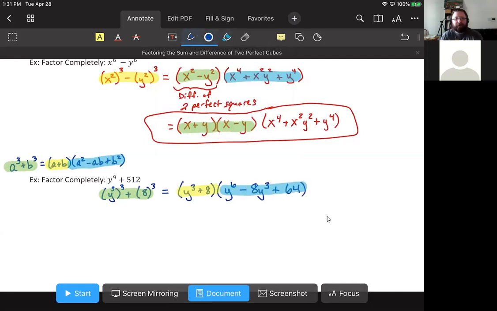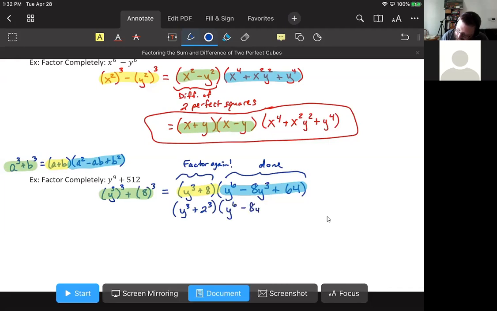Now, here's the fun part. The yellow portion of our factored form is still a sum of two perfect cubes. So it has to be factored again. This part is done. This part has to be factored again, because it is still a sum of two perfect cubes. That part there is y cubed plus 2 cubed. So this blue part we're just going to leave sitting on the end. It's done. We're not going to touch it.